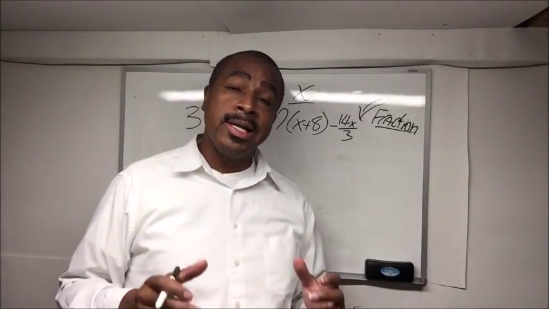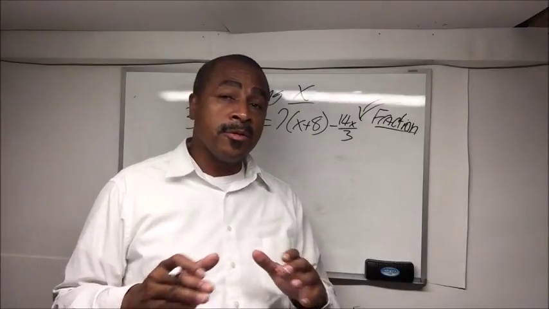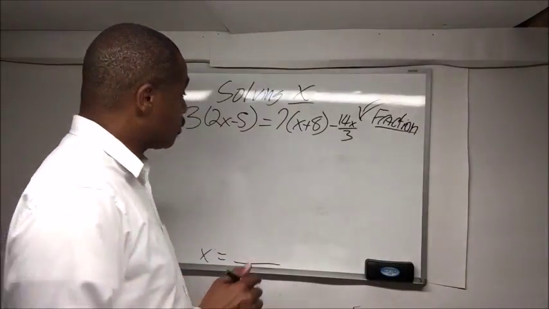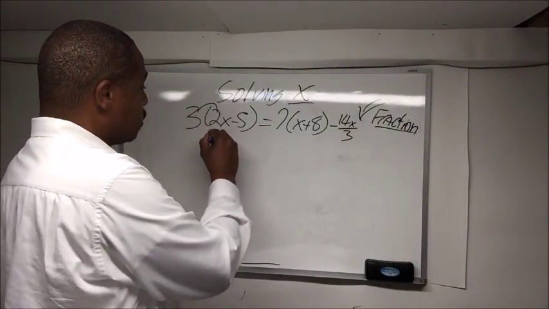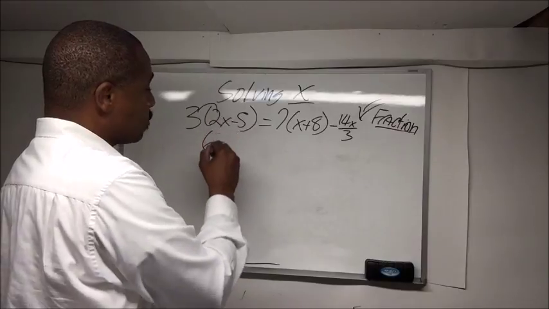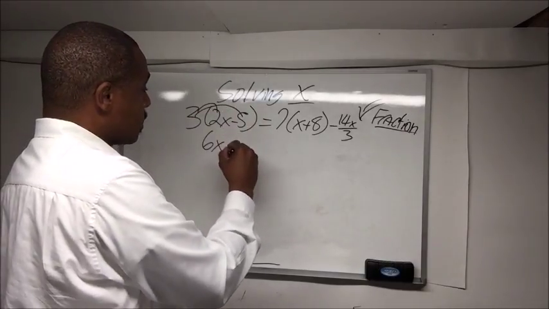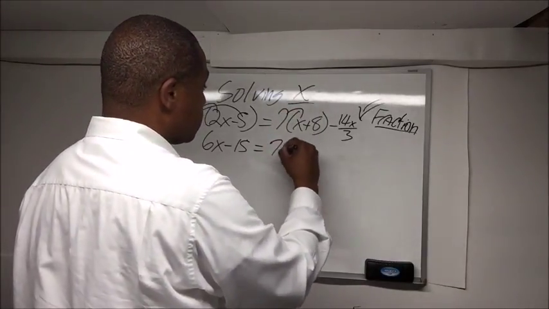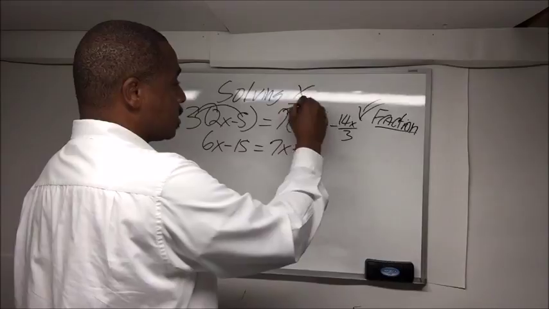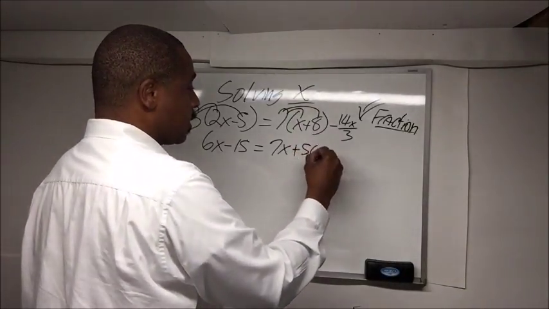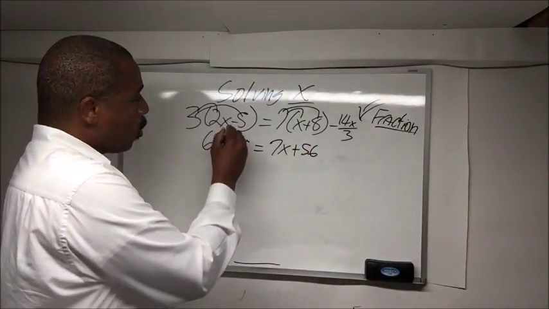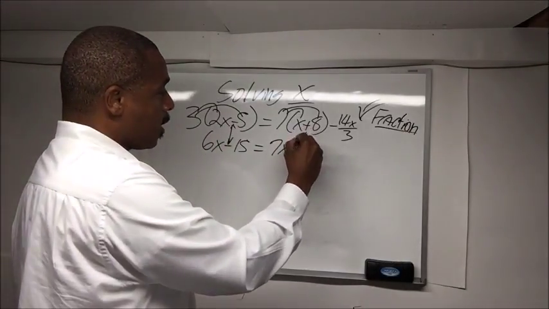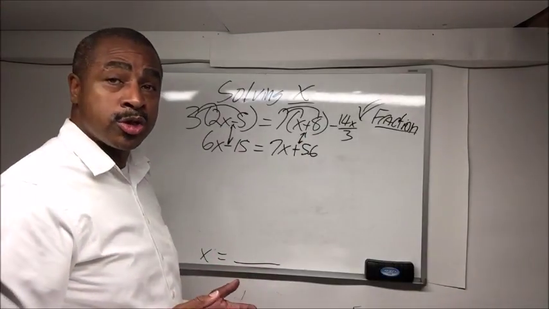Now, the first thing we need to do is simplify this problem, distribute it out as far as we can go. So 3 times 2x is 6x. 3 times 5 is 15, so that's minus 15. Then 7 times x is 7x, plus 7 times 8 is 56. You notice that we always respect the sign. That minus stays minus, and that plus stays plus. We always respect the sign.